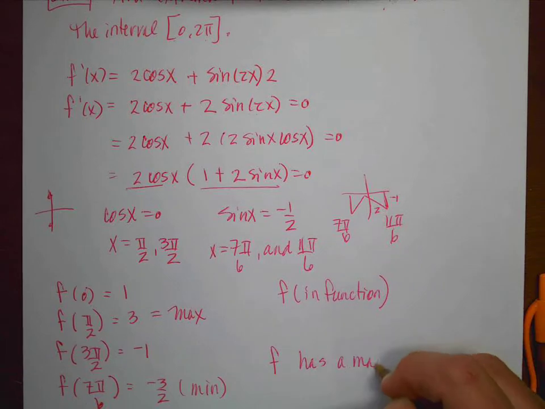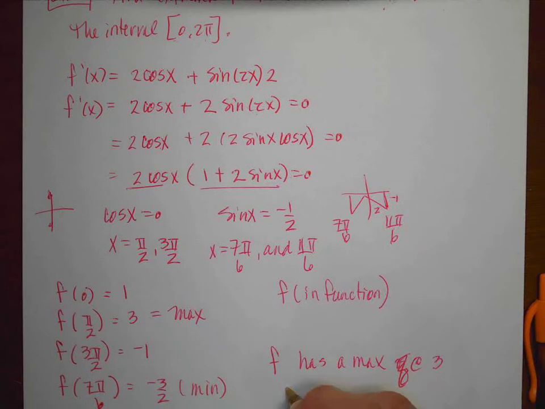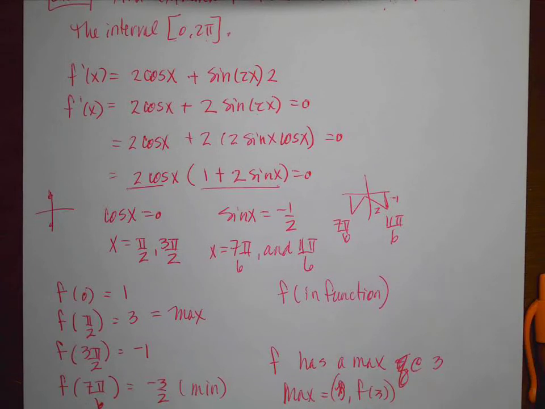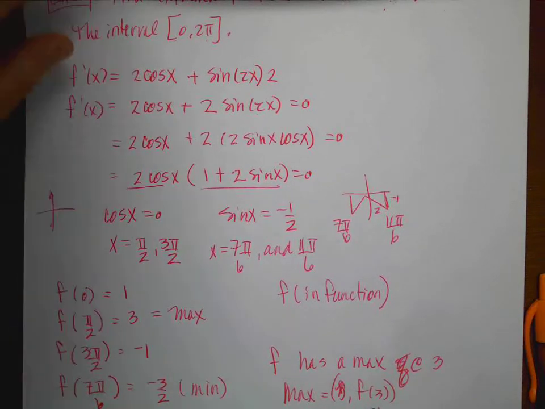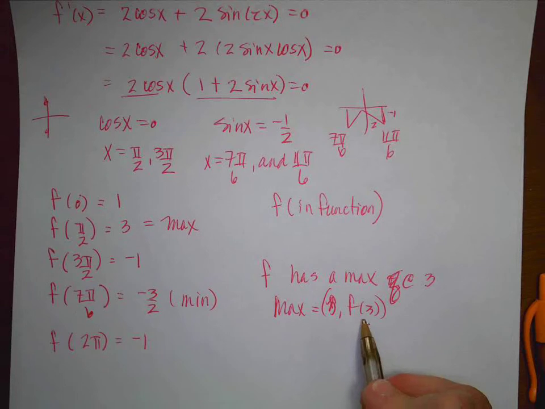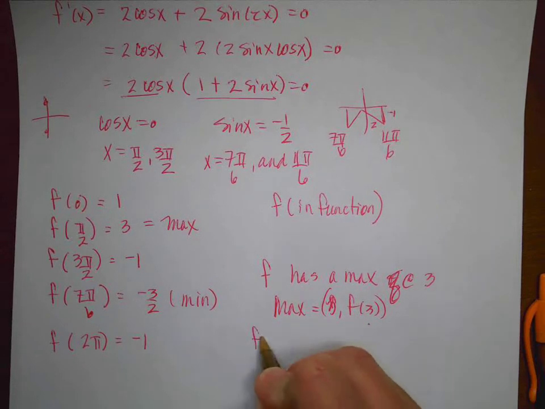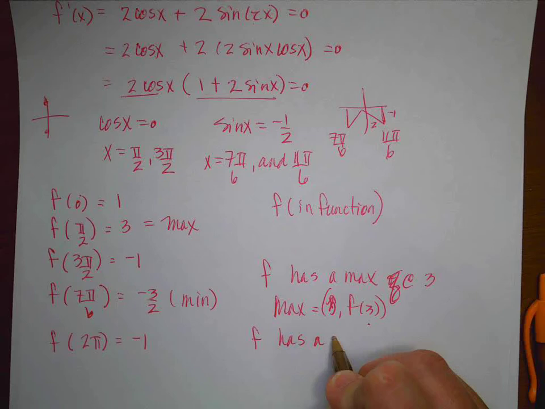So I'm going to say f has a max at x equal to pi over 2. So the maximum is f of pi over 2. You don't have to actually show the value of the function, and that's where we tend to make mistakes, so you can just write f of pi over 2.